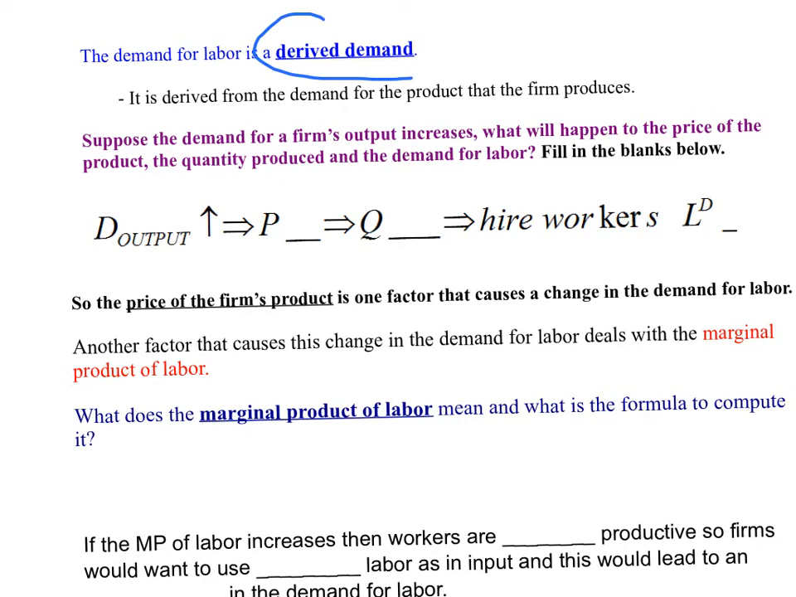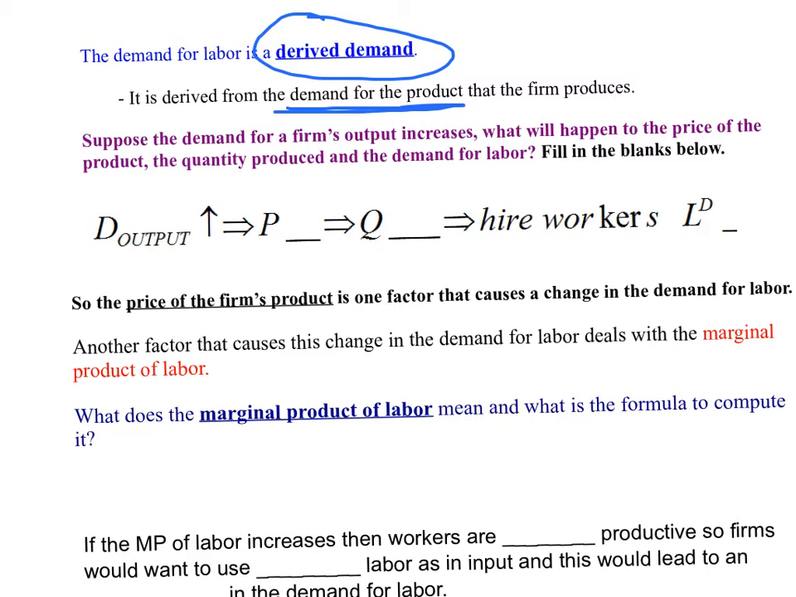It's a derived demand because it comes from somewhere. Well, the demand for labor is derived from the demand for the product. If consumers want the product, therefore there's a greater demand for the product, and businesses consequently will have a greater demand for the workers who produce that product.